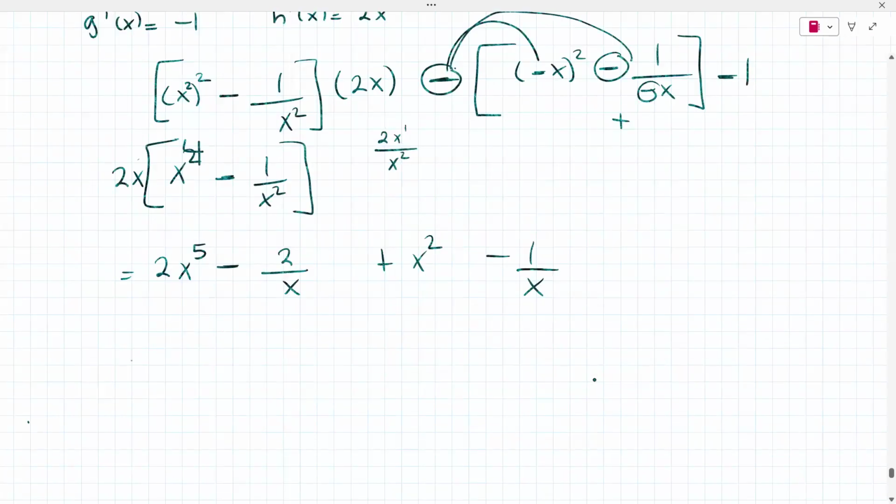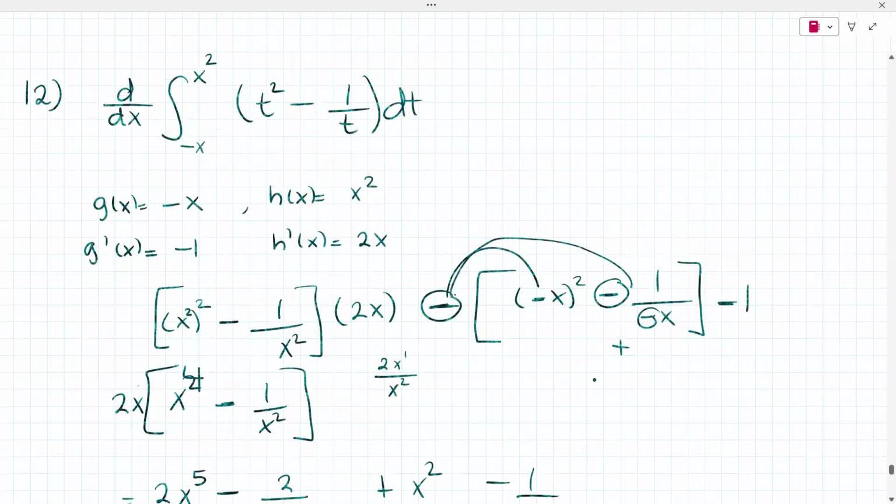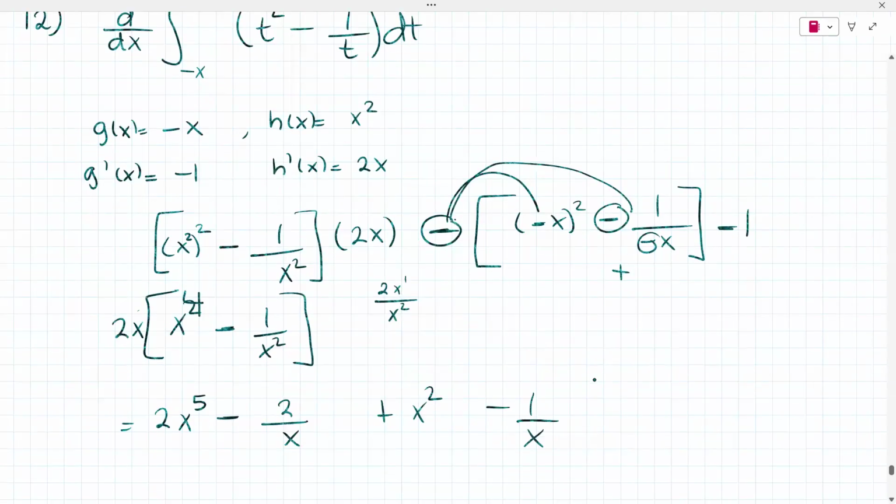And is there anything you can collect? Yes, this -2 over x and this -1 over x. Wait, I made a mistake. What I did with this, oh, and I didn't multiply this by -1. That's why. So that's a bit off.